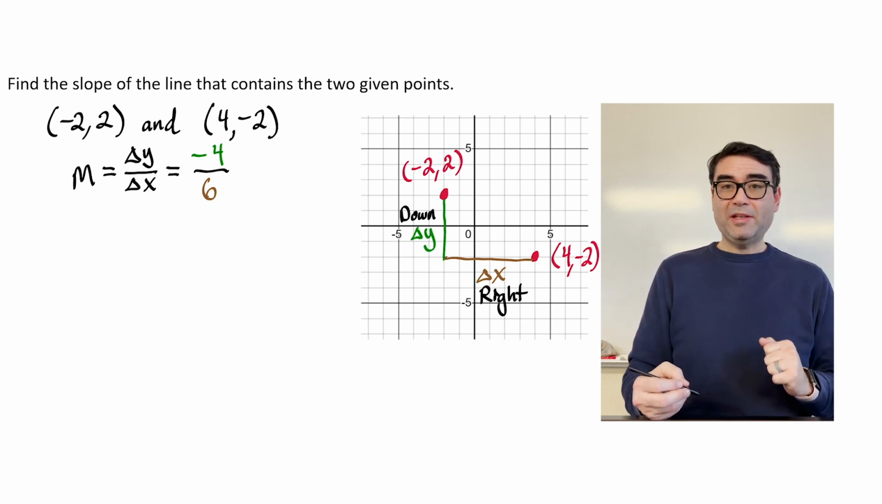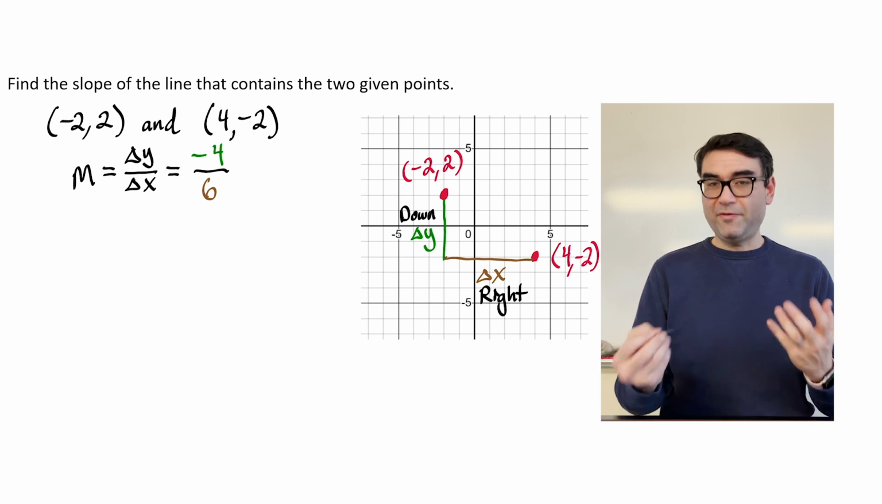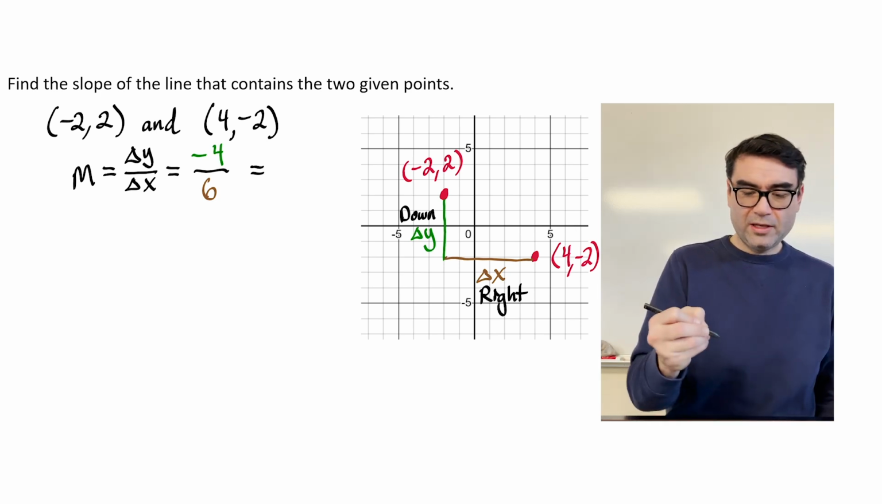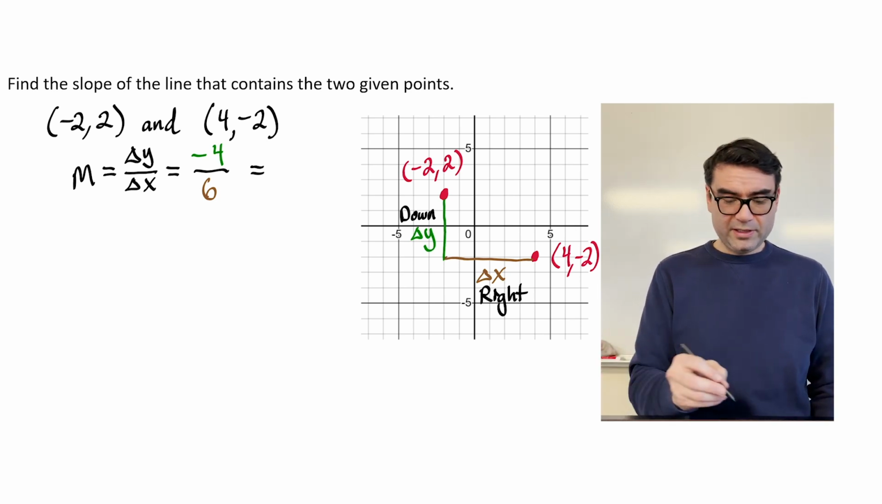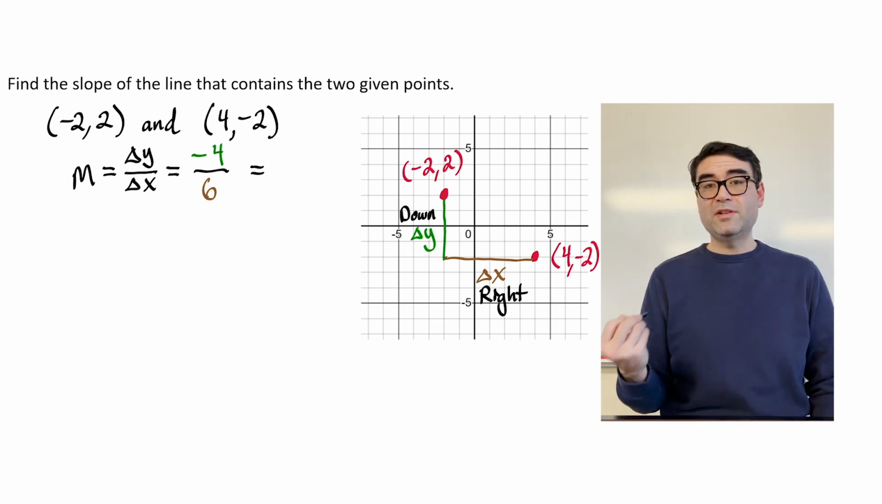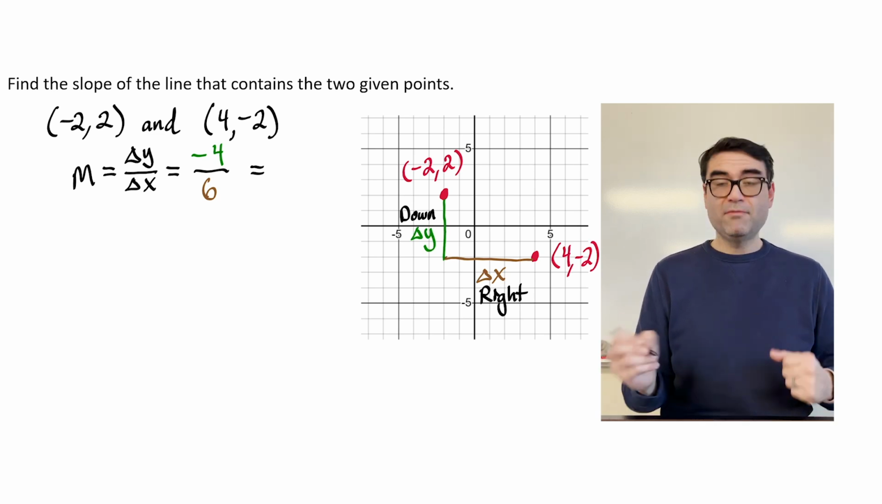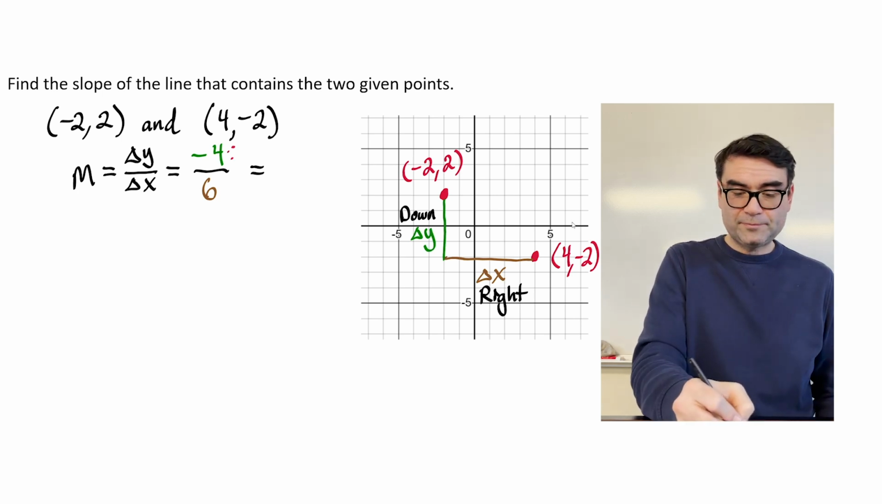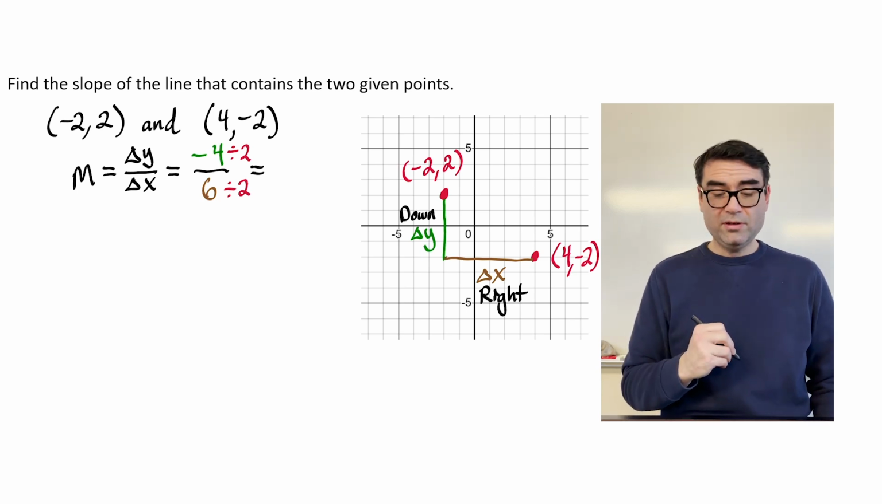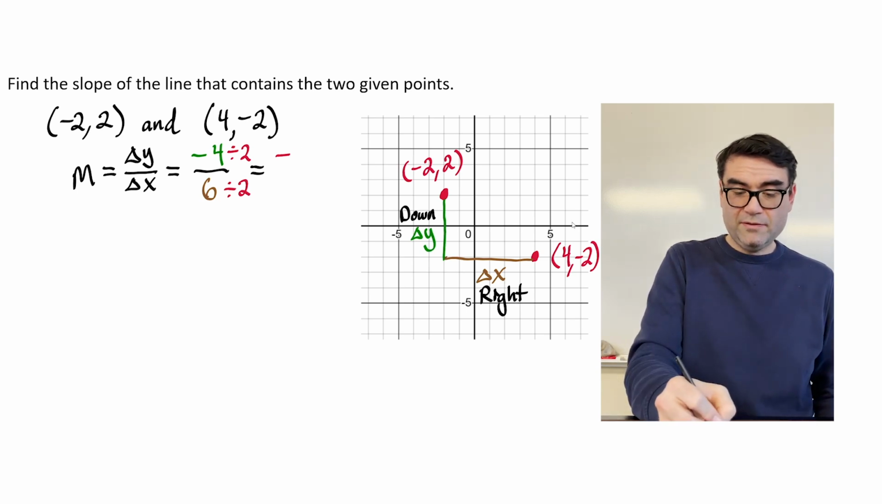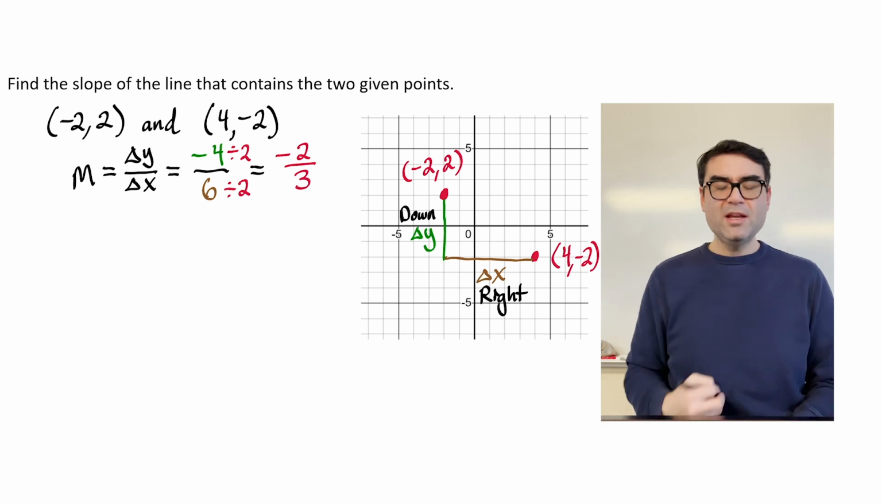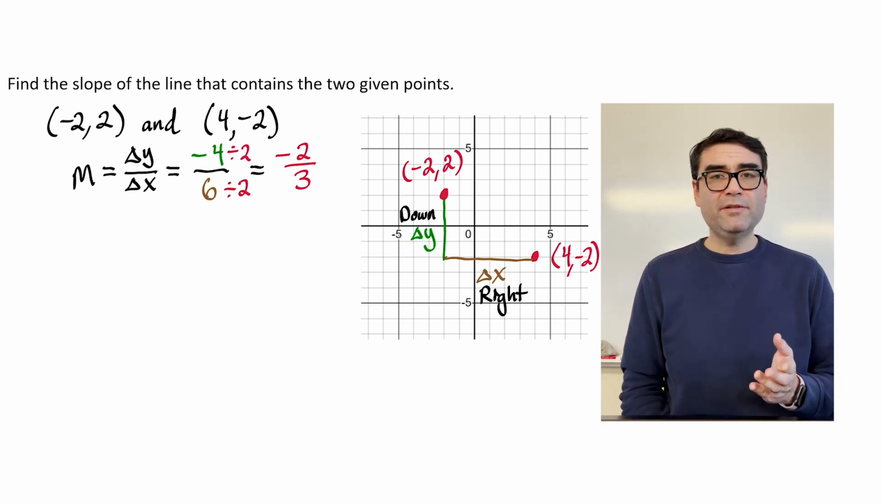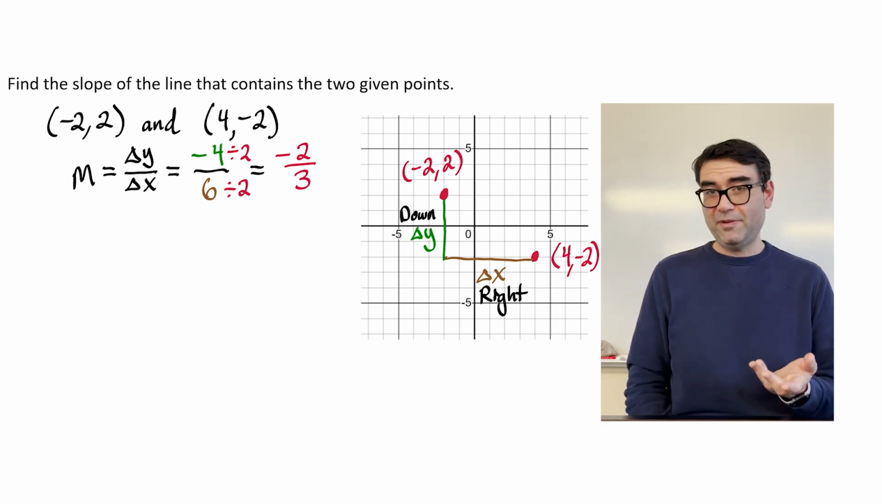A lot of times you'll be expected to simplify ratios if given, simplify your fractions, right? So to simplify -4/6, we can remind ourselves that if you can divide by a common factor, then you can simplify your fractions. 4 and 6 are both divisible by 2. So if I divide the top and the bottom of this expression by 2, then we get -2/3. These two slopes are equivalent to each other, but -2/3 is a simplified ratio.